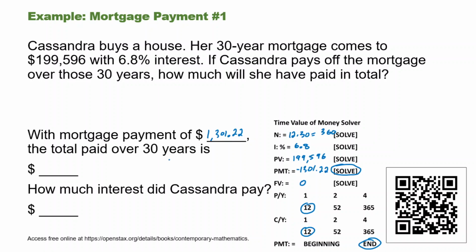So with a mortgage payment of $1,301.22, the total paid over 30 years is, well, let's calculate that. We have $1,301.22 times 12 payments per year times 30 years. And so this comes to $468,439.20.